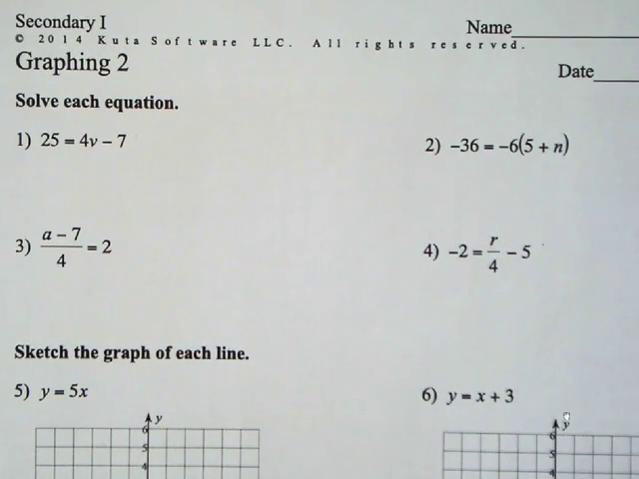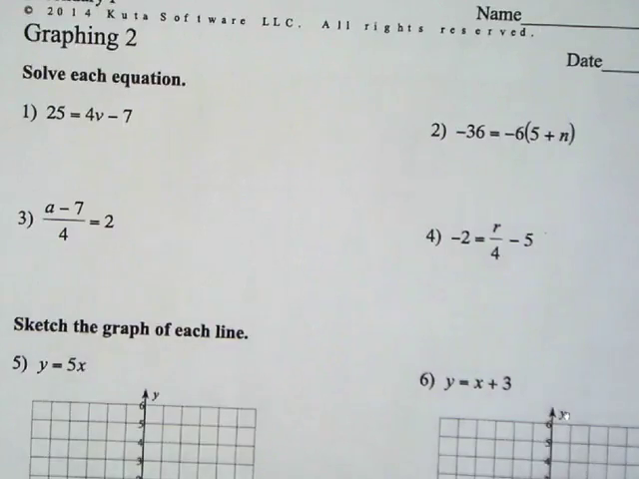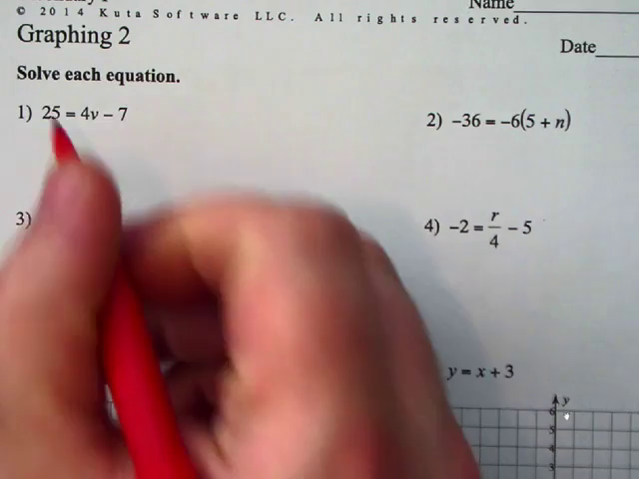Okay, let's go ahead and go over the Graphing 2 assignment. In this Graphing 2 assignment, there's actually several sections, and each section is slightly different. So let's go through each section one at a time. Numbers 1 through 4 is just solving equations.